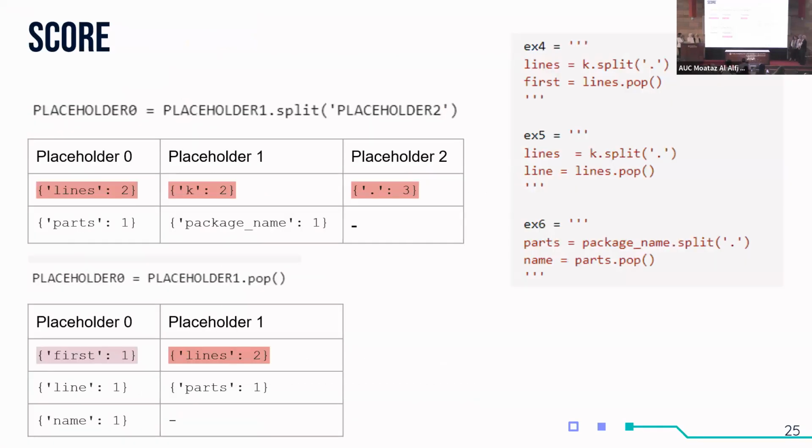So next, for each placeholder, we need to fill it with real variable names. So we compare each placeholder with the corresponding variable name, and we keep a count of the number of times the variable name appeared in the input examples. So for instance, in the first code template, placeholder 0 was matched to the variable name lines 2 times, and it was matched with the variable name part 1 time. So we end up selecting the variable name with the highest score, which is the first one, and we repeat the process for all the placeholders until we obtain all the variable names.